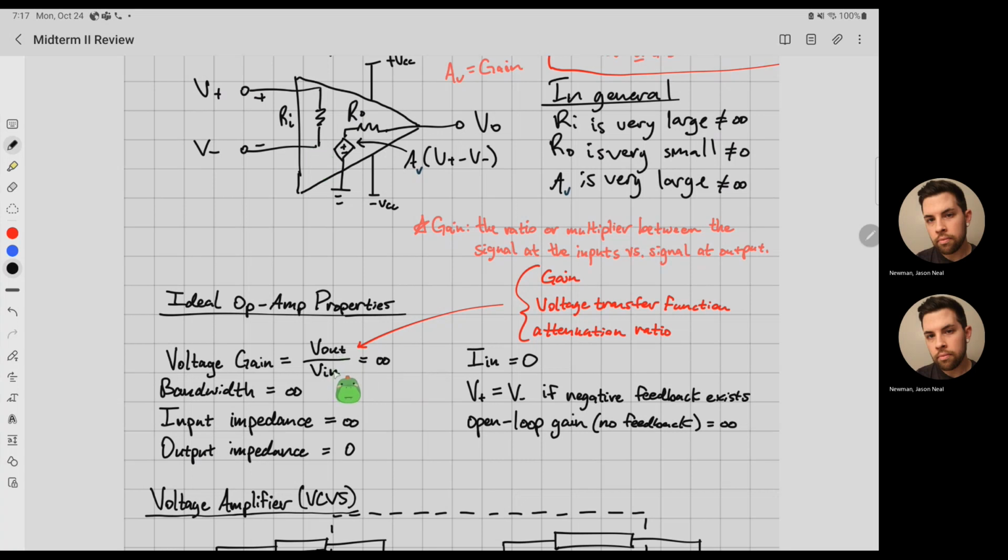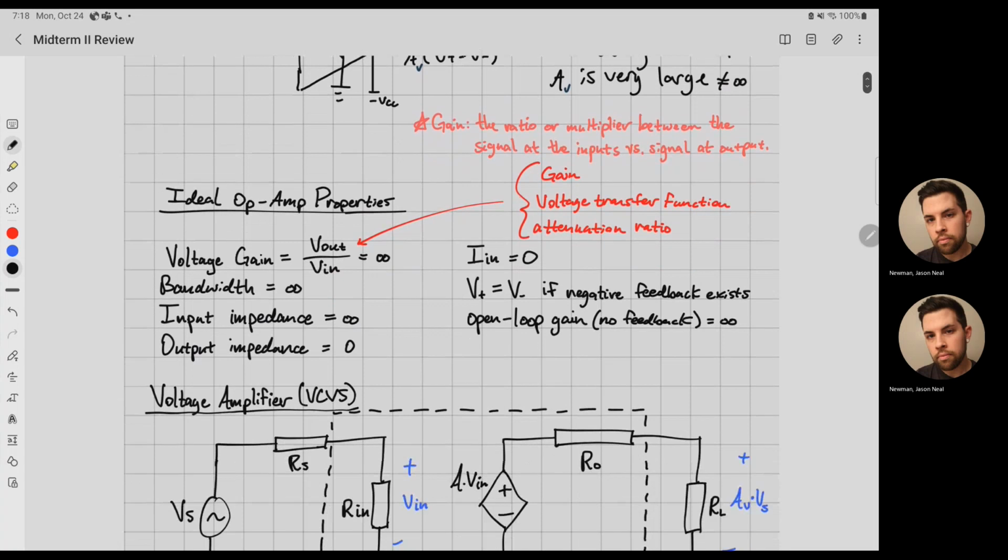So V out over V in. This was always kind of confusing to me when I was learning this in this class, because V out over V in is defined a million times. It could be defined as voltage gain, aka gain, aka voltage transfer function, aka attenuation ratio. So all of these words basically mean V out over V in. And I know that's kind of confusing, but it is what it is, I guess.